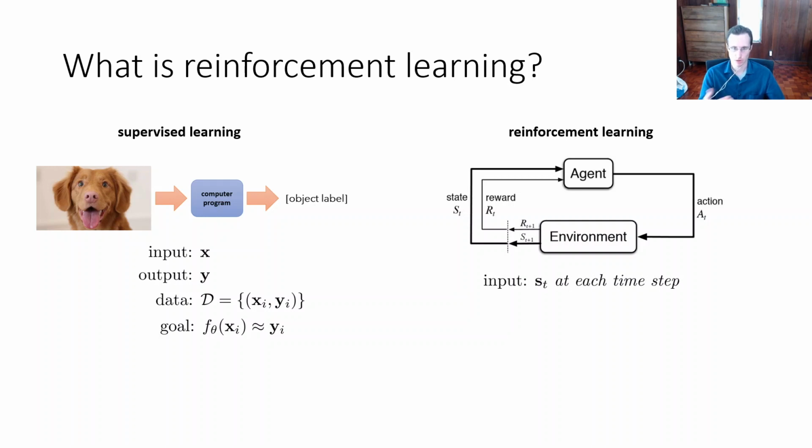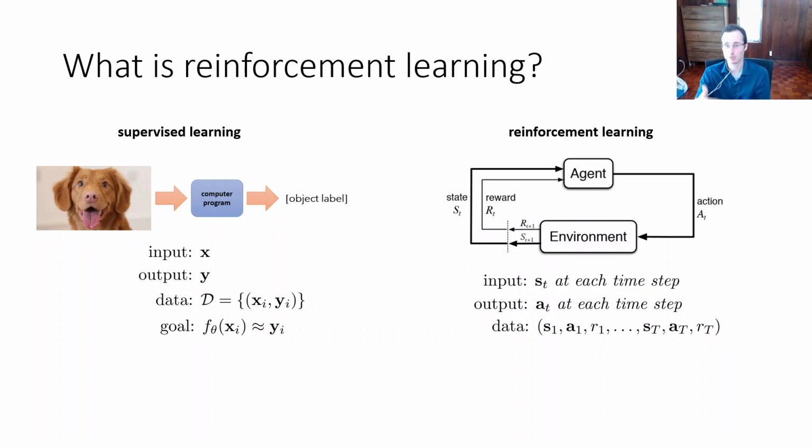The input to our agent is going to be the state s_t at each time step, so this is kind of the analog of x. The output is a_t at each time step. The data, which is collected by the agent itself classically, consists of sequences of states, actions, and rewards. Rewards are numbers, scalar values.